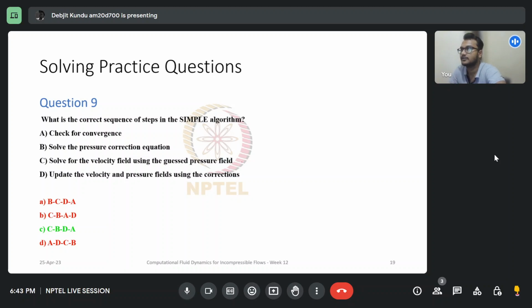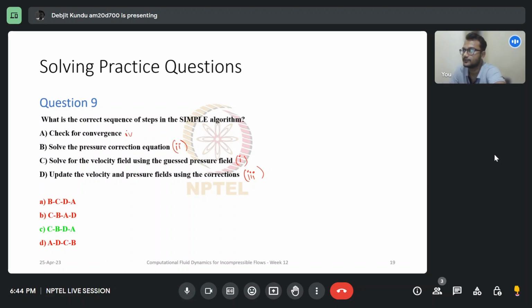So first of all, we solve for the velocity field using the guessed pressure field, that is step 1. Then we go for solving the pressure correction equation in step 2. Then in step 3, we use those pressure corrections to update the pressure fields, as well as the velocity fields are also corrected. So that is step 3. And then finally we check for convergence.